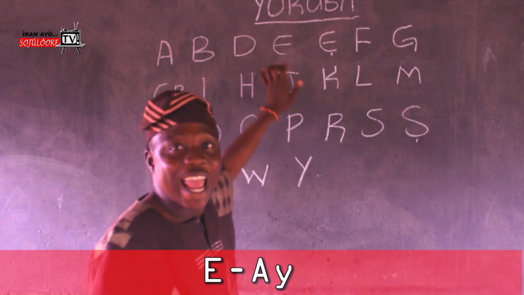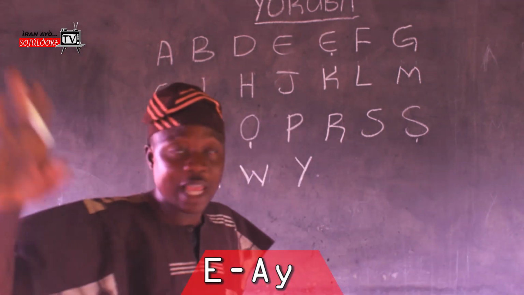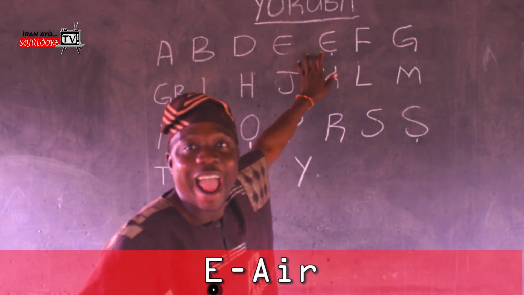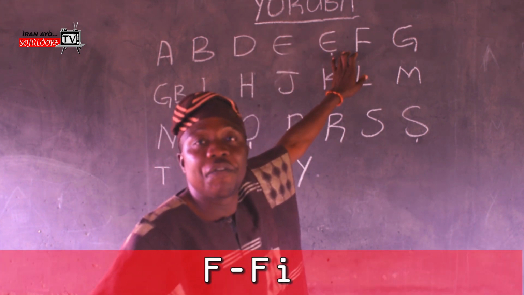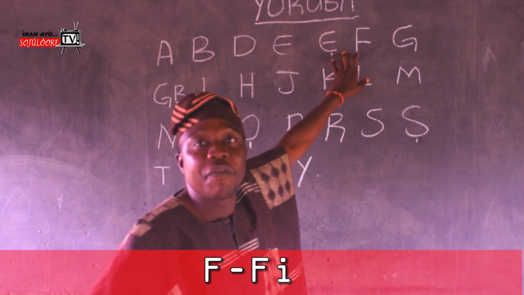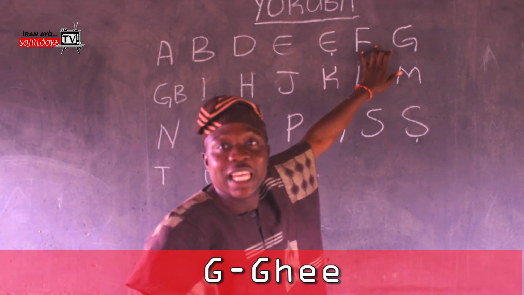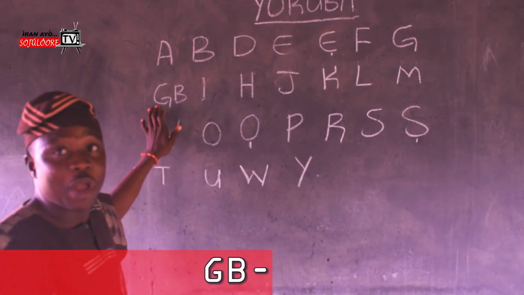The next one is E. It sounds like the first alphabet in English language, which is A. Another one we have is Ẹ. The next one we have is F. We have F. The next one we have is G.